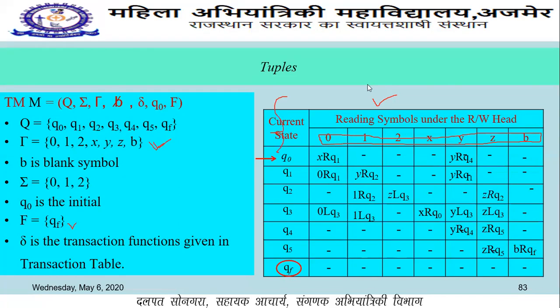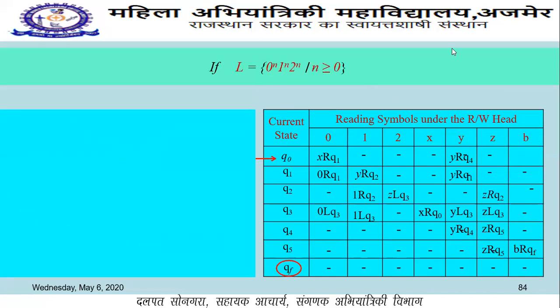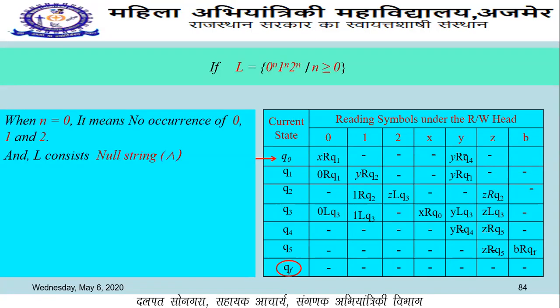One new case for this is also very important. Suppose we have a language like this. This language is telling us that n is greater than or equal to 0, whereas earlier it was 1. If n is greater than or equal to 0, it simply means when n is equal to 0 there is no occurrence of zeros, 1s and 2s. It means that L consists of the null string.